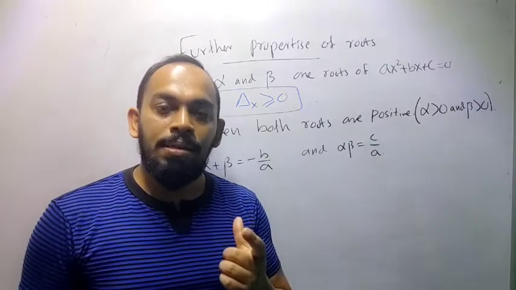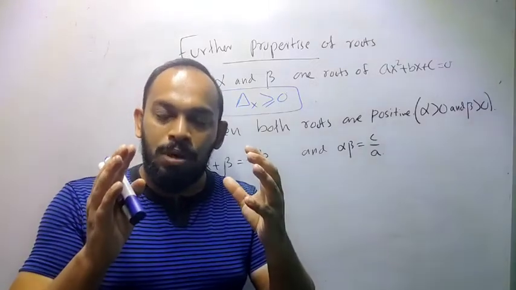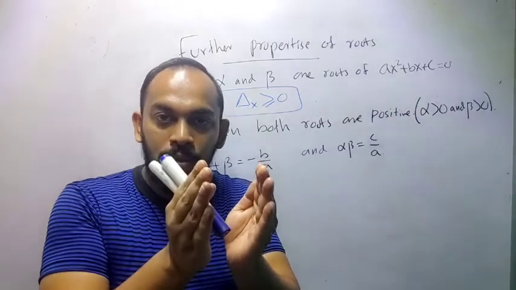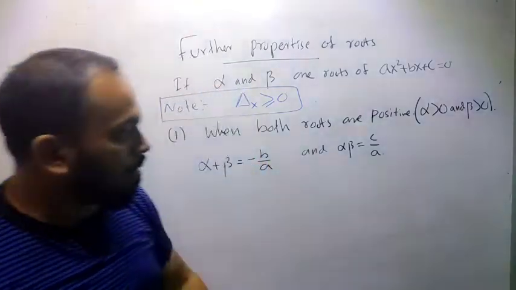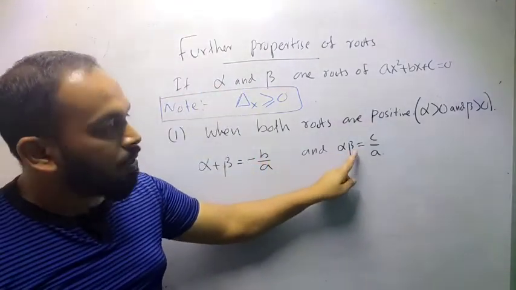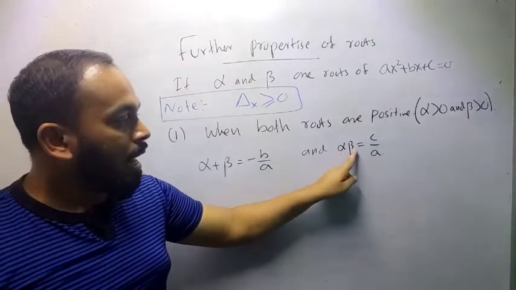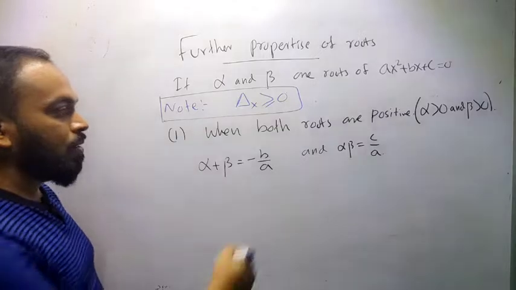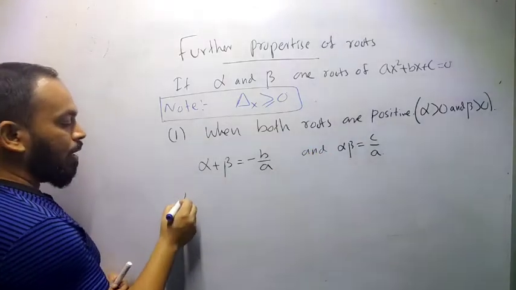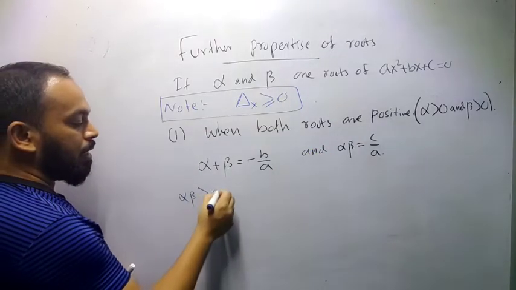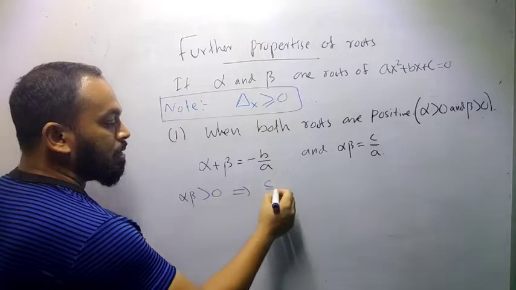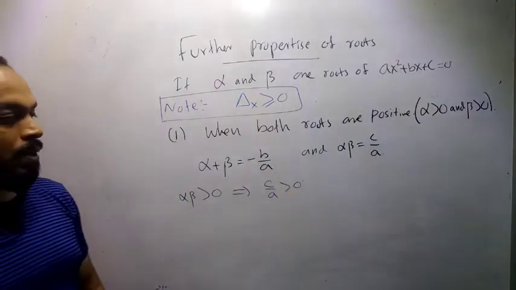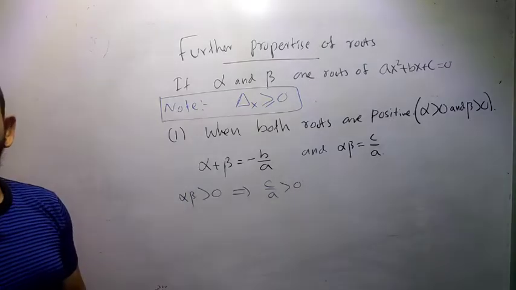So in that case, if you have two positive numbers, when you multiply them, what do you get? If you multiply two positive numbers, you get a positive value. So this is the product of the two roots. So alpha beta must be greater than 0, which implies C over A must be greater than 0. C over A must be positive.